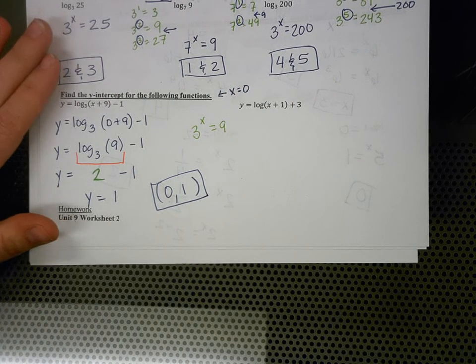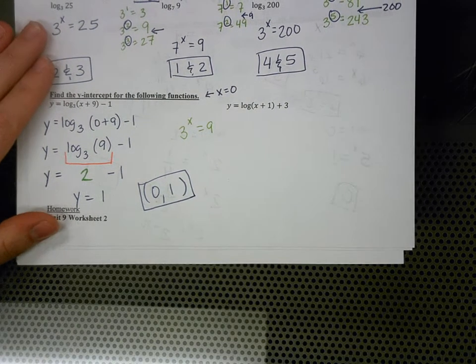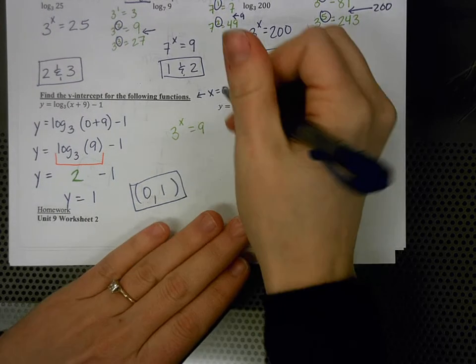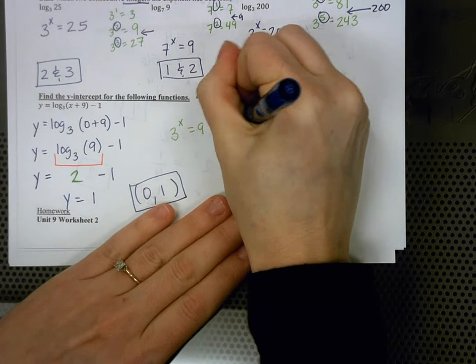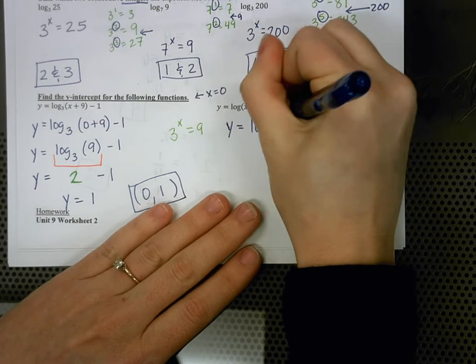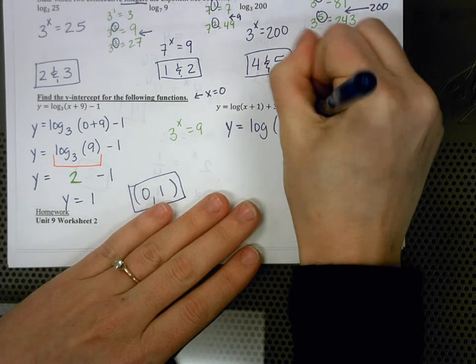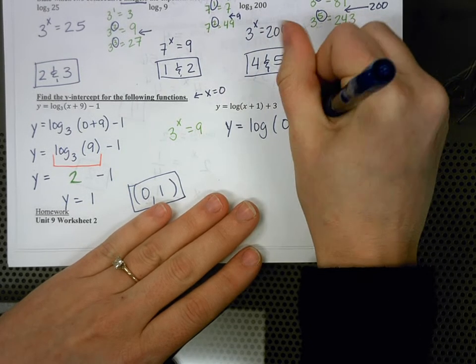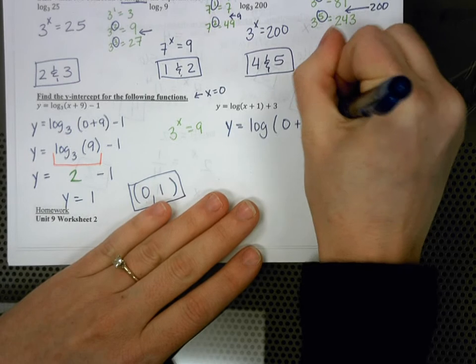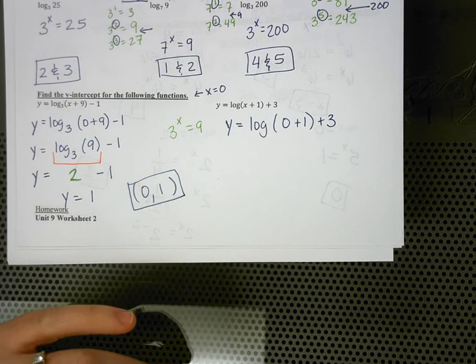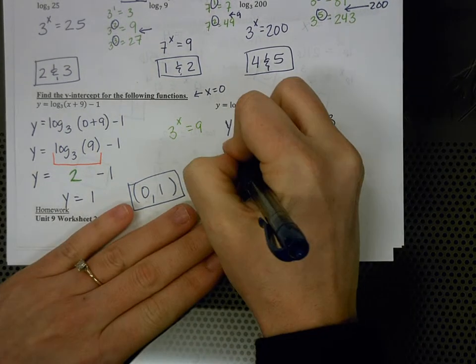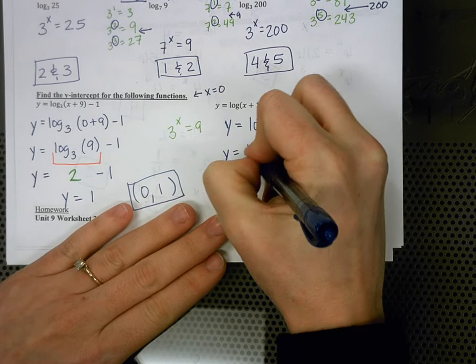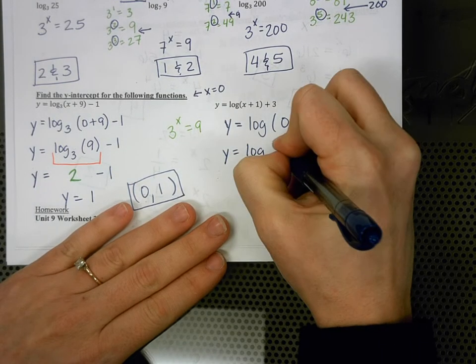All right. Let's try the next one. Again, we're finding the y-intercept, so we're going to plug in 0 for x. All right, we're going to simplify. So we know 0 plus 1 is 1.